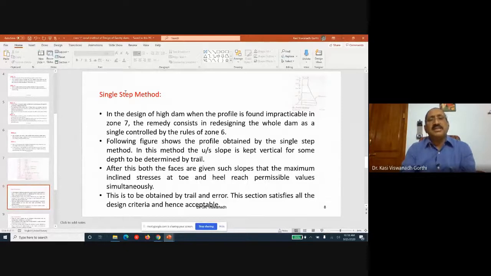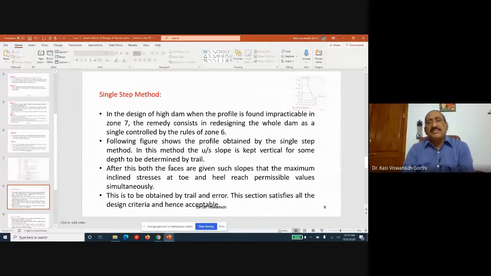So one more method is the single step method. In the design of a high dam, when the profile is found impracticable in zone 7, the remedy consists in redesigning the whole dam as a single dam controlled by the rules of zone 6. So instead of considering zone 7 and failing in that, it is better to go for a single step method, taking the principles which are employed in zone 6.